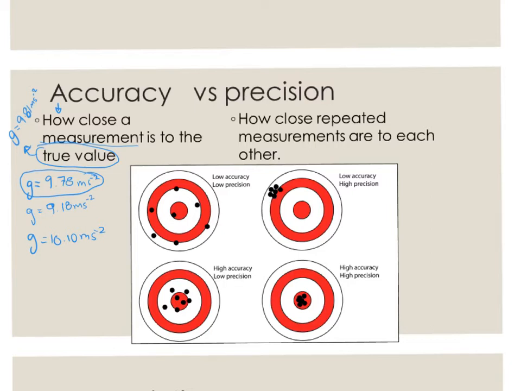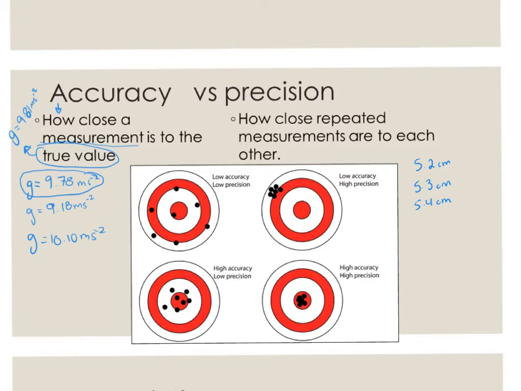Now, precision is how closely all the repeated measurements are to each other. So if I measured the length of an unstretched spring, and I kept getting 5.2 centimeters, 5.3 centimeters, and 5.4 centimeters, these values are quite close to each other. It's basically 5.3 plus or minus 0.1, which is not a very big difference. So we can say that my answers were quite precise.